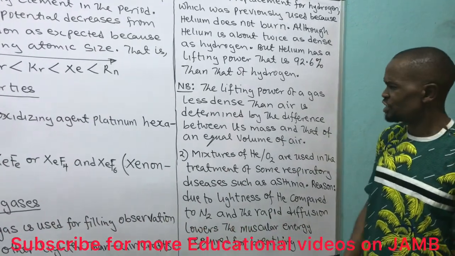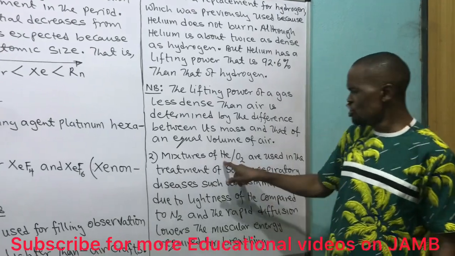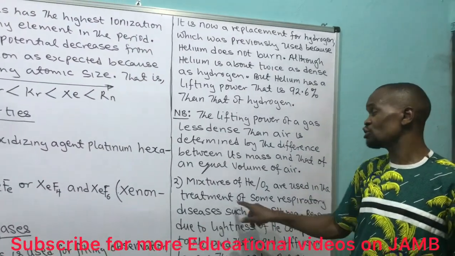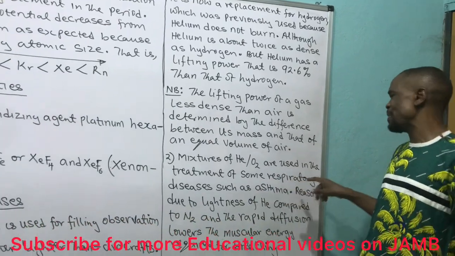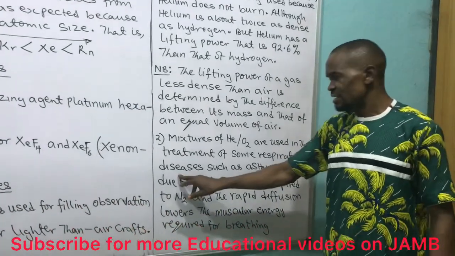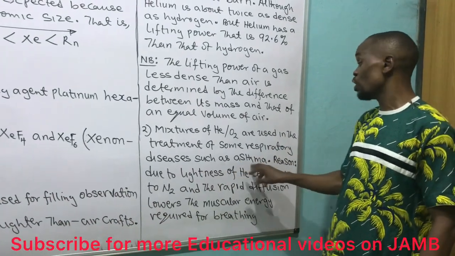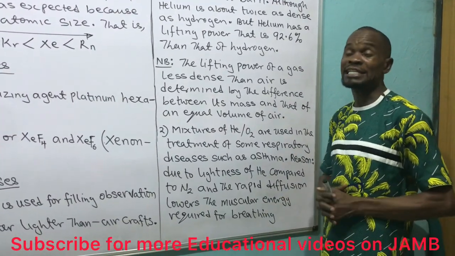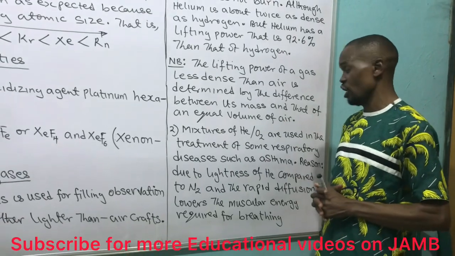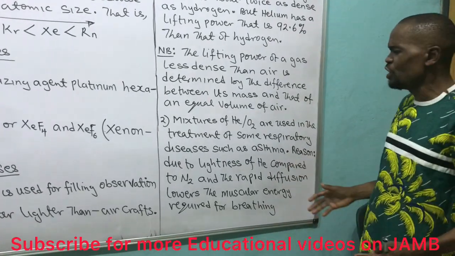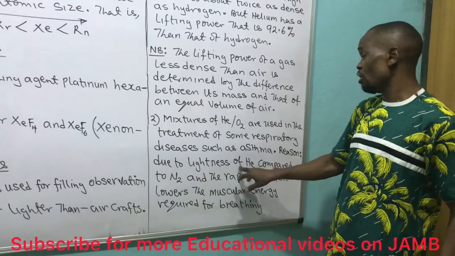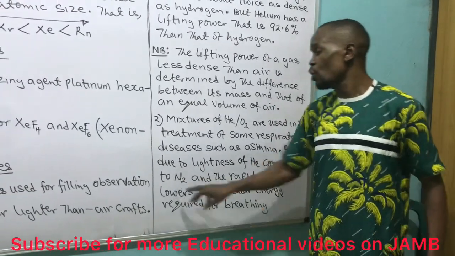Then we say the second use. A mixture of helium and oxygen is used in the treatment of some respiratory diseases such as asthma. So we use helium to heal asthmatic patients in hospital. The reason is the lightness of helium compared to nitrogen.